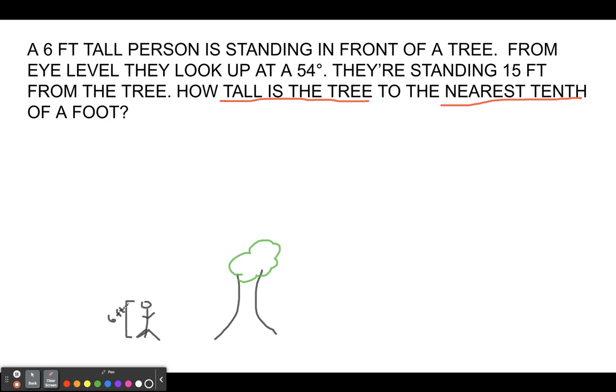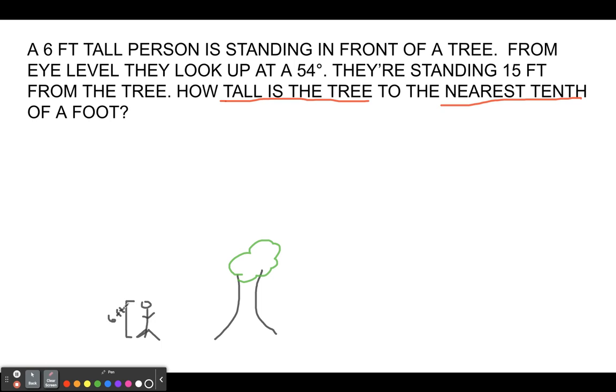Okay, so from eye level, looking up at the tree, it's 54 degrees. They're standing 15 feet from the tree, and they are 6 feet tall. We want to know how tall the tree is to the nearest tenth of a foot. Go ahead and try to calculate that, and then we'll walk through it.